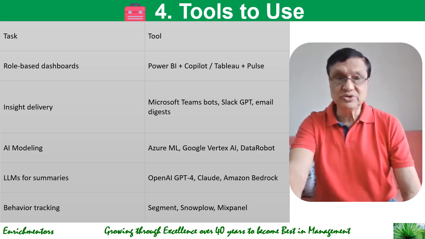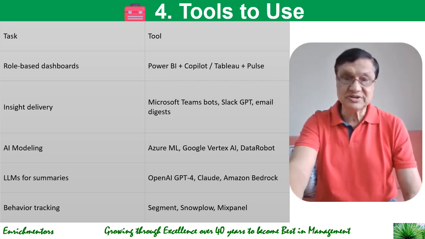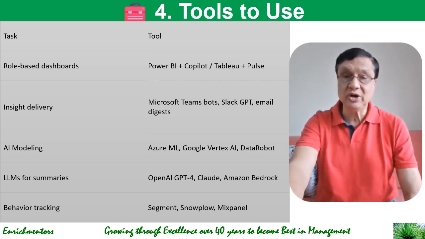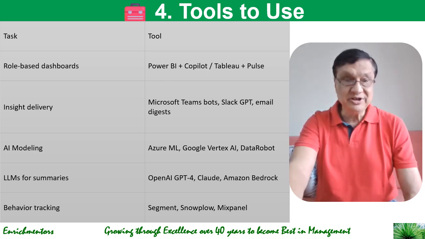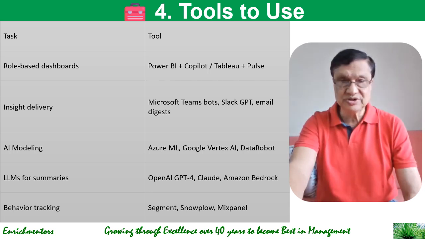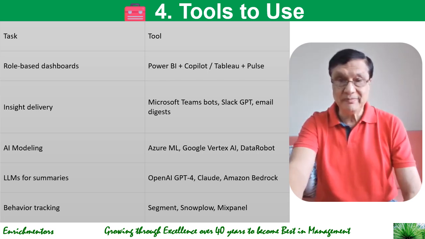For role-based dashboards, you could use Power BI plus Copilot or Tableau plus Pulse. For insight delivery, you could use Microsoft Teams bots, Slack GPT, or email digest. For AI modeling, you could use Azure ML, Google Vertex AI, or DataRobot. For summaries from large language models, you could use OpenAI GPT-4, Claude, and Amazon Bedrock. And for behavior tracking, you could use Segment, Snowplow, or Mixpanel. So these are the various tools you can use to deliver the insights.